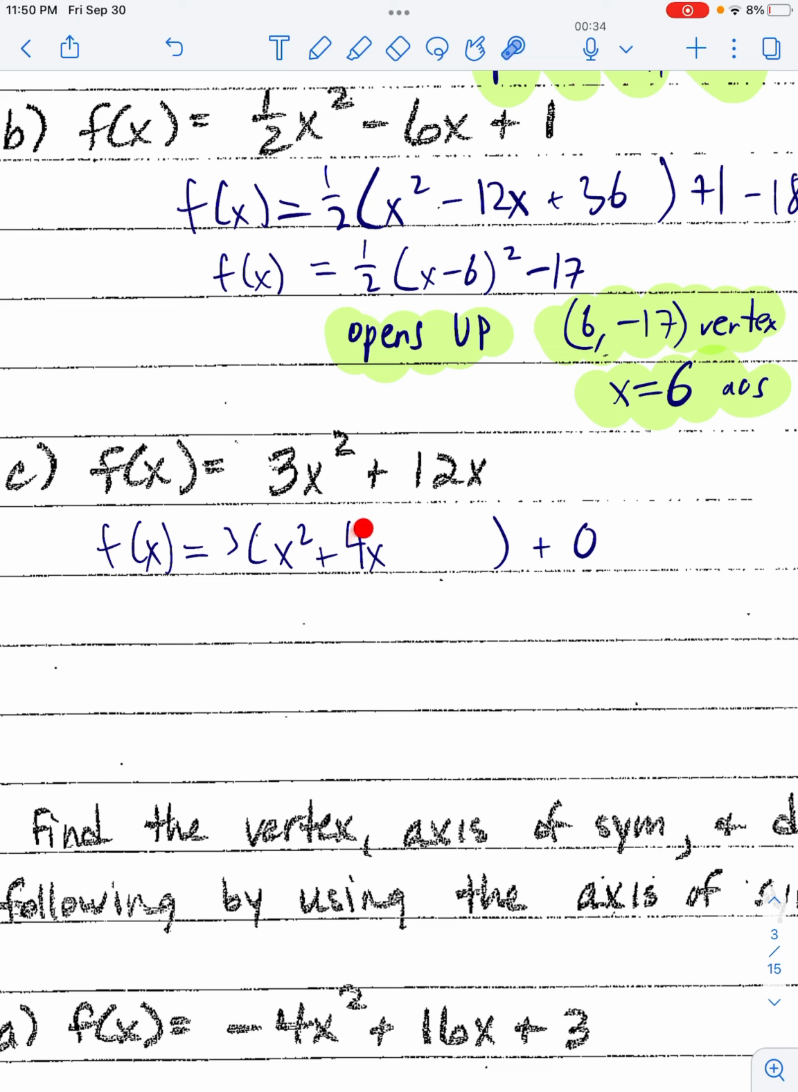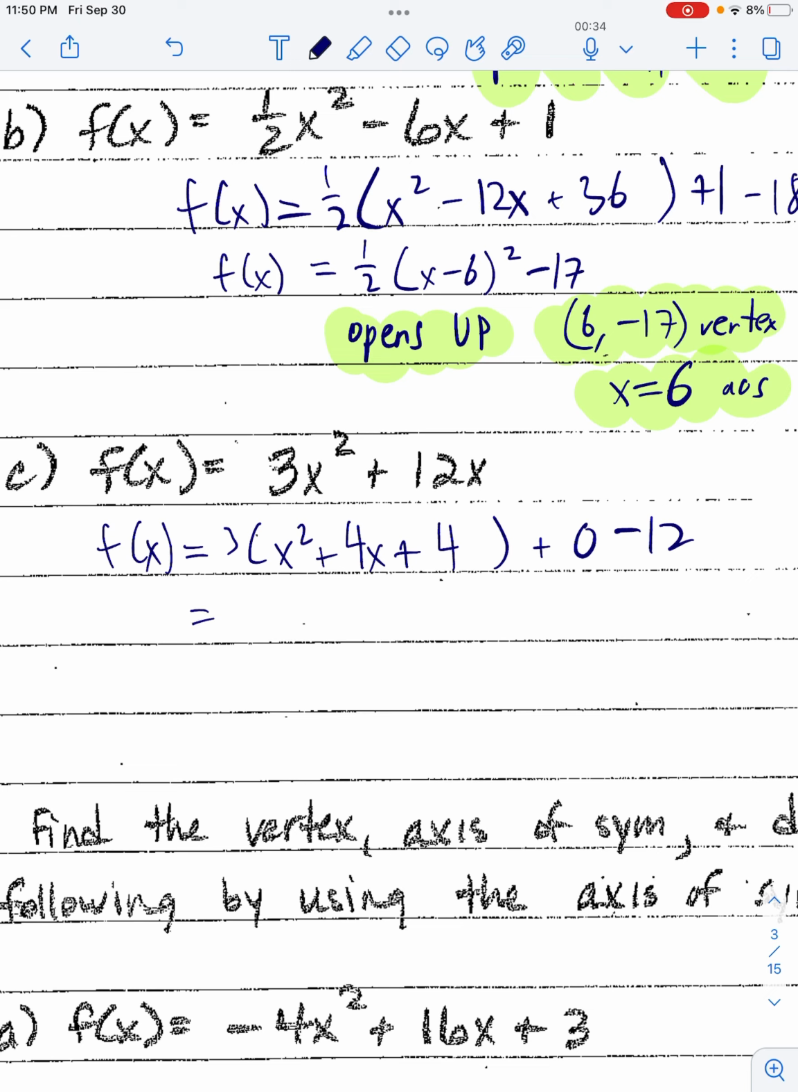Take the number right next to my x, the x term, and divide it by 2. So I have 4 divided by 2 is 2. Square that. 2 squared is 4. So this is going to be add 4. And adding 4 inside my parentheses, I really added 3 times 4, or 12. So I've got to add a minus 12 to balance that out.